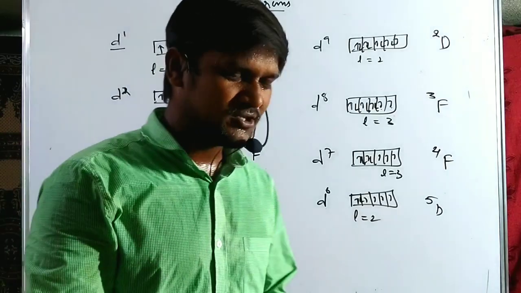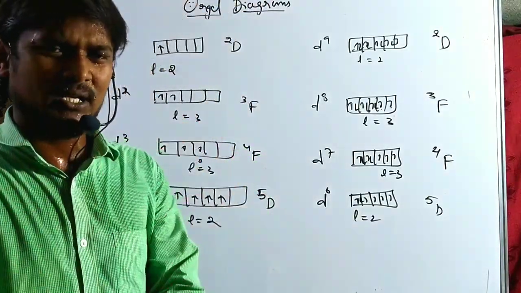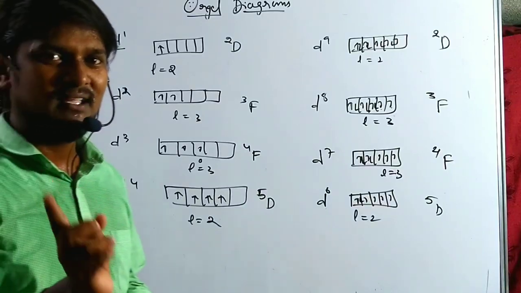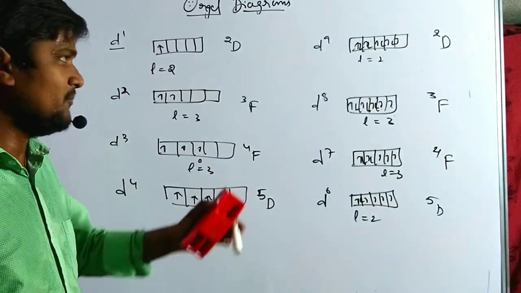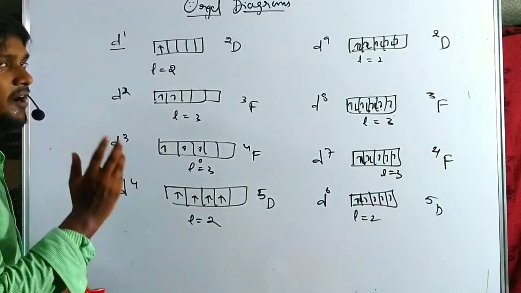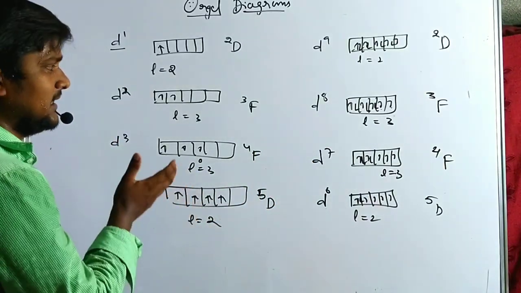Among all these configurations, we observe only two terms. One is the D term, another one is the F term. Now, Orgel diagrams are based on these D and F terms, and how they are split. They explain how the splitting takes place in D and F terms.